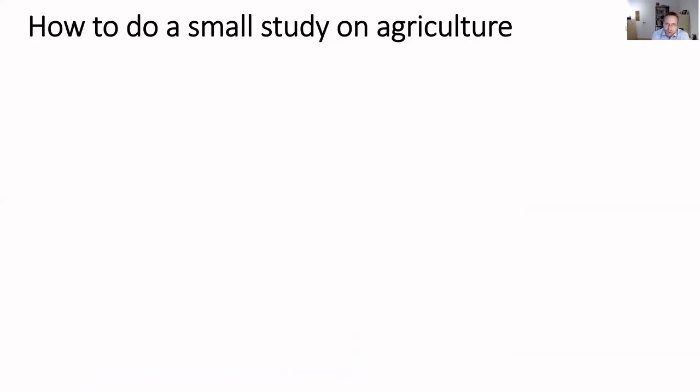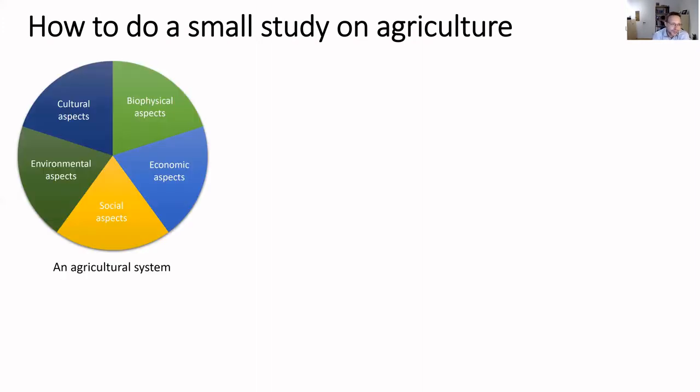Now, of course, we don't usually have the budget for doing a huge study that would allow us to address all the complexity of a system. So how can we possibly do a small study on agriculture? Because it's always complex. There are always many parts involved. Well, let's sketch out an agricultural system according to maybe these components shown here. We always have biophysical aspects, we have the economy, we have cultural, environmental, social aspects. And of course, if we have limited resources for research, we have to find a way of studying this somehow.